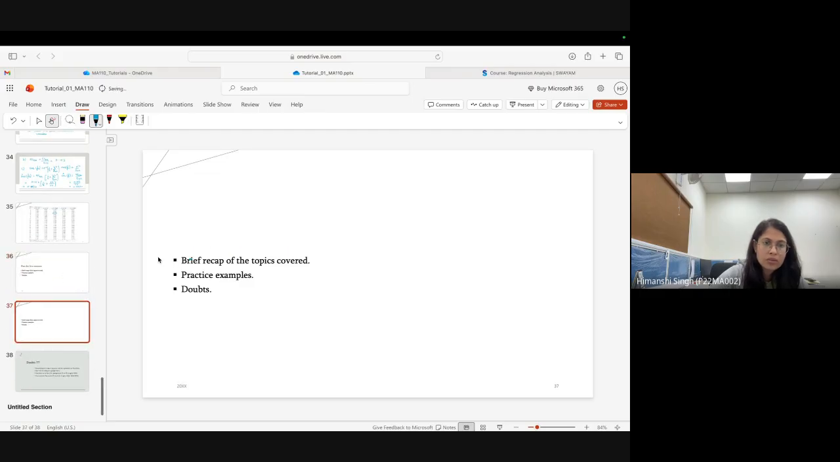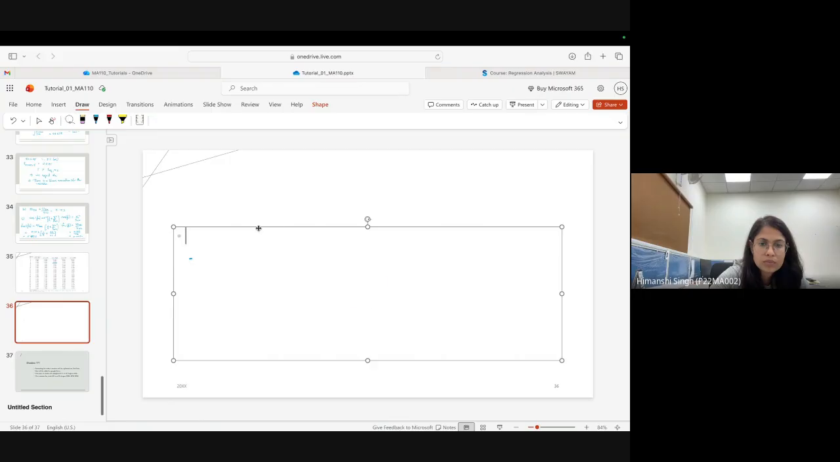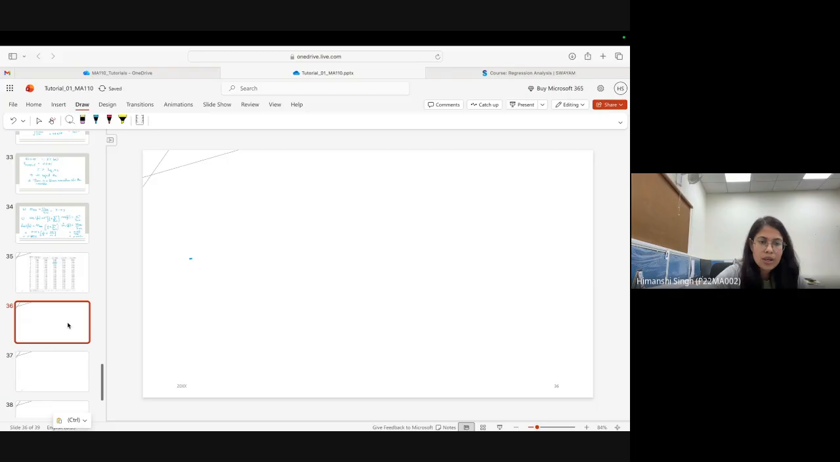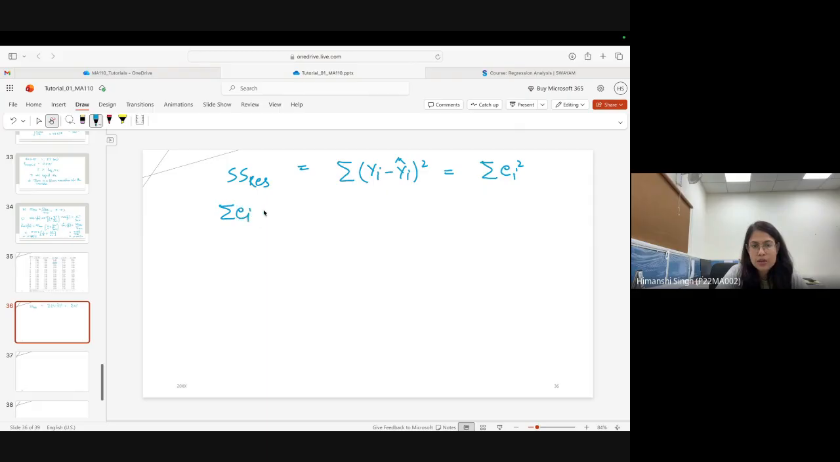Just give me a minute. Okay, so here if I write SSRES, it is written as summation of (yi minus yi hat) whole square, or I can say it is written as summation of ei square. Now from the constraints, when we differentiated and equated to 0, we had two equations: summation of ei is 0, and summation of xi ei is 0. Two equations we had.